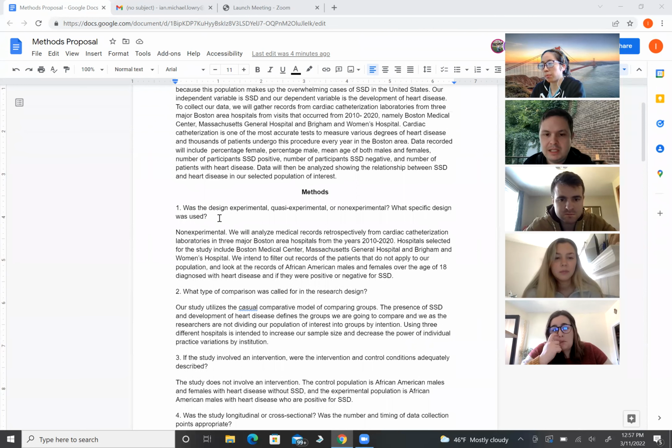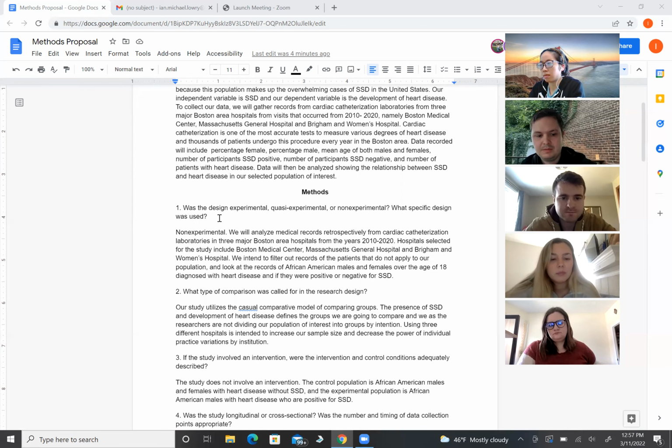So the first question for the method section: was the design experimental, quasi-experimental, or non-experimental? What specific design was used? So I think this is a non-experimental study. We're going to analyze medical records retrospectively, so that's from that 2010 to 2020 time period. We're going to use 3 different hospitals. We'll get into the reasoning for why we want to do 3 different hospitals. And then we'll obviously filter out the records that don't apply to our population. So if they're under the age of 18, they're not African American, and so forth.